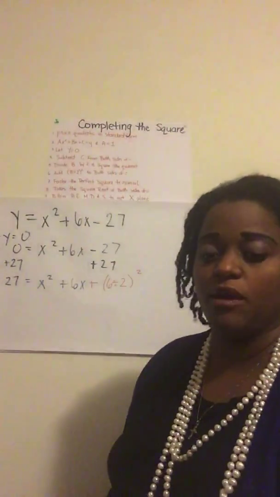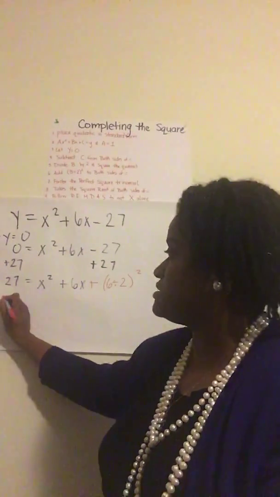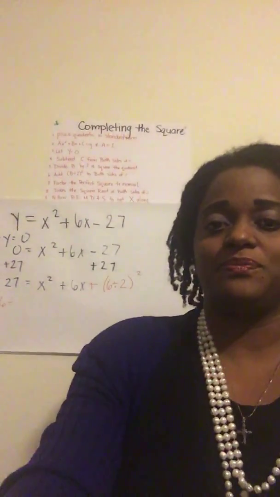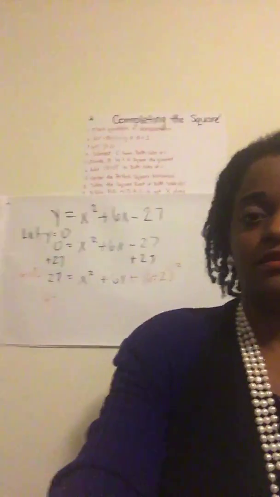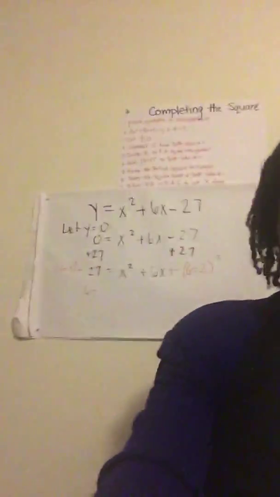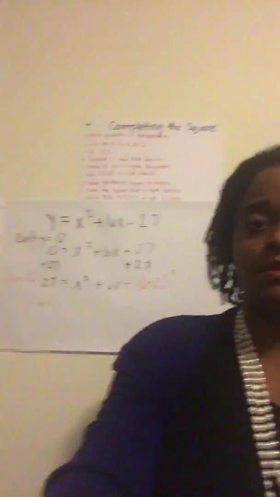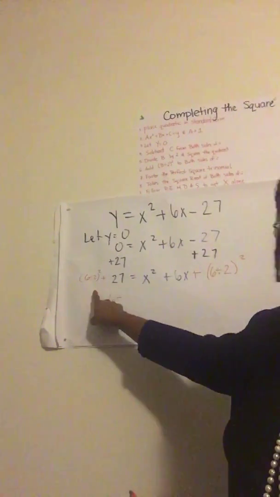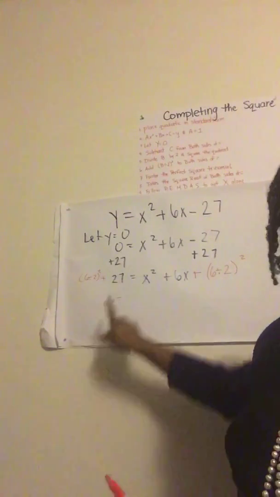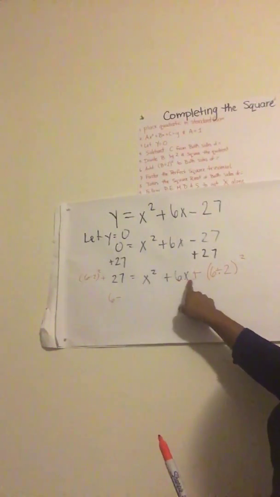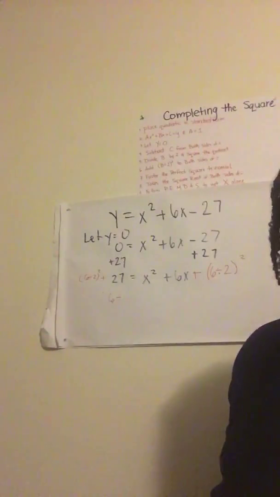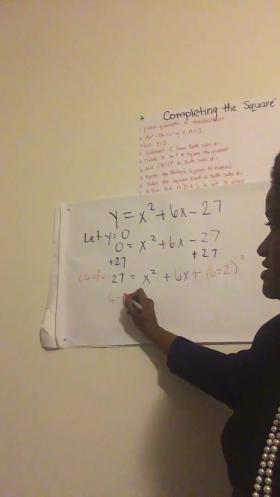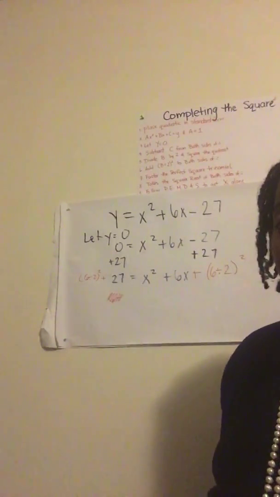So let me rewrite that all. We have 6 divided by 2 to the second power, plus 27, equals x squared plus 6x plus 6 divided by 2 squared. 6 divided by 2 is 3, and 3 squared is 9. This is the problem when you don't have a whiteboard.